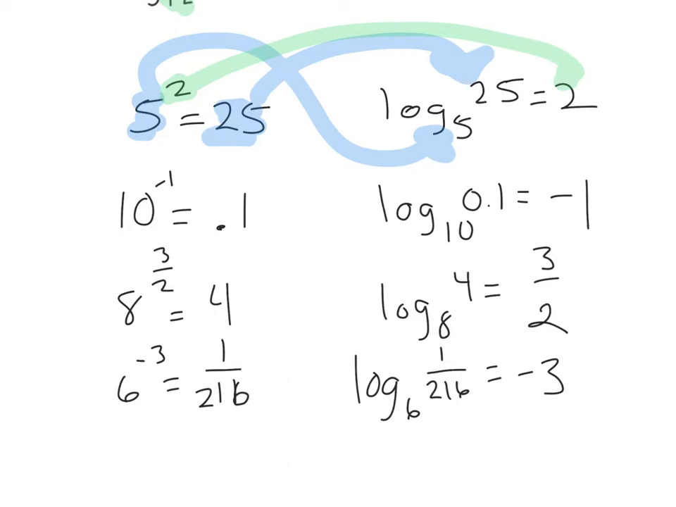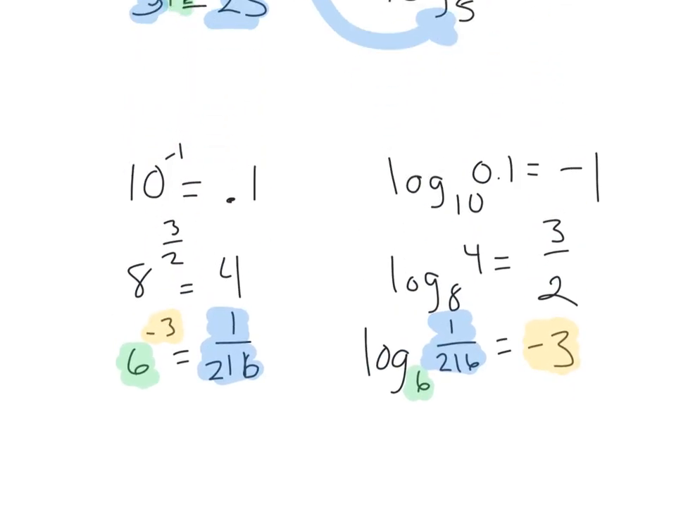So the idea here is that this 6 right here is the base. And we see that this component right here, the negative 3, ends up being the y value, or not the y value, but the x value, right? And then the 1 over 216 ends up being what is attached to the base, okay? And it goes like that every single time. So if you're wondering, Mr. Farmer, does this happen every single time? The answer is yes.